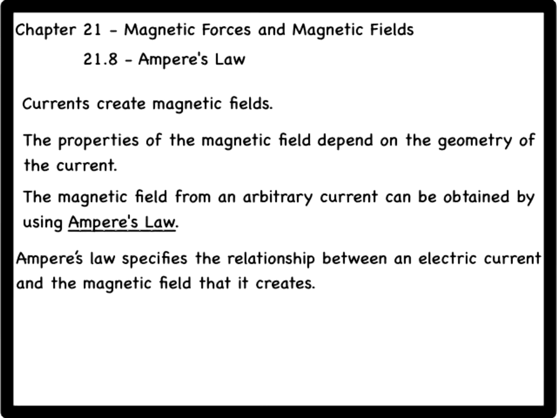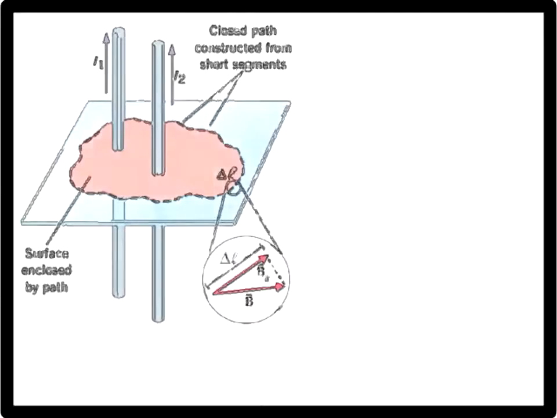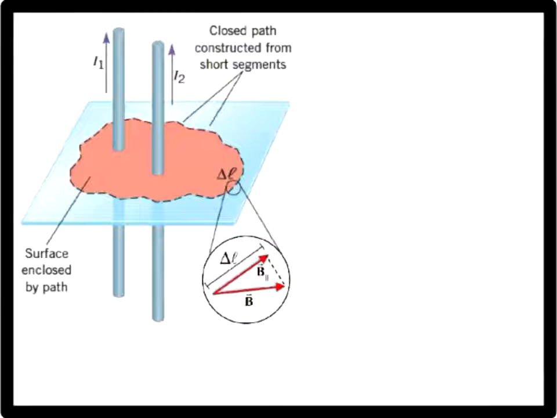To see how Ampere's law is applied, consider the figure, which shows two wires carrying currents I1 and I2. In general, there could be any number of currents. Around the wires, we construct an arbitrarily shaped but closed path. This path encloses a surface, and we break the perimeter of this surface up into many short segments of length delta L. At any one of these segments, the total magnetic field will be equal to the vector sum of the fields from the two currents, and we can break that total field down into components that are parallel and perpendicular to the segment delta L, as the figure shows.